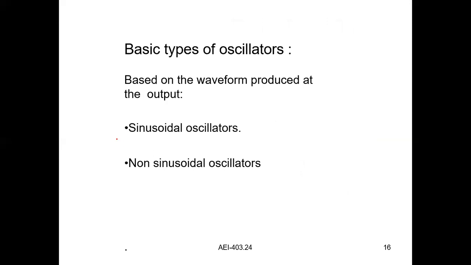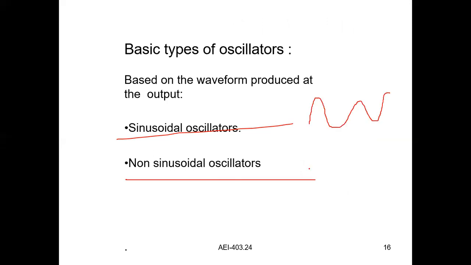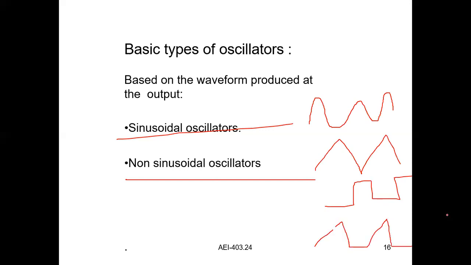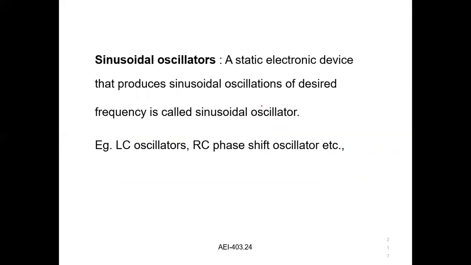The basic types of oscillators are the sinusoidal oscillator and the non-sinusoidal oscillator. Sinusoidal means it will produce sine waveforms. Non-sinusoidal means it will produce triangular, square, sawtooth waveforms and so on; these are called non-sinusoidal oscillators. A sinusoidal oscillator is a static electronic device that produces sinusoidal oscillations of desired frequency. Examples are the LC oscillator and the RC phase shift oscillator.